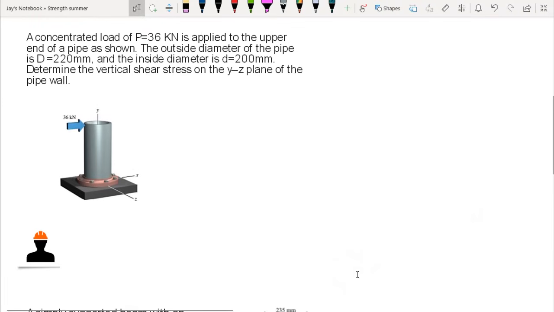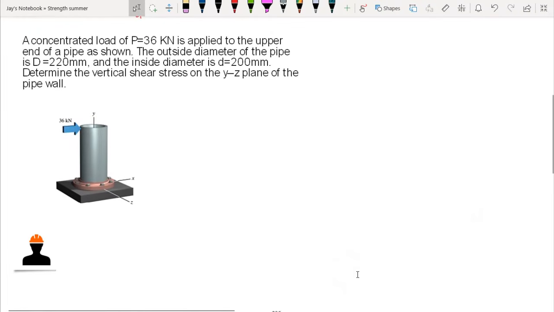Then we have another example. A concentrated load of 36 kilonewton is applied to the upper end of a pipe as shown. The outside diameter of the pipe is 220 millimeter and the inside diameter is 200 millimeter. Determine the vertical shear stress on the YZ plane of the pipe wall.